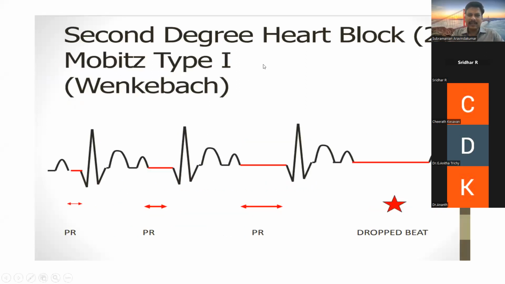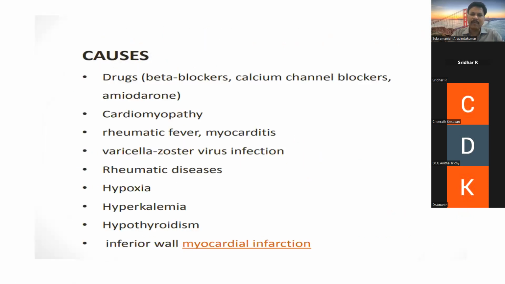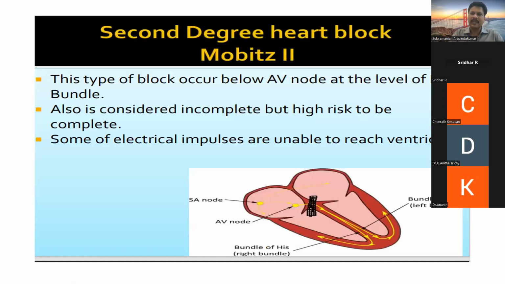So second degree type 2 AV block, that is Mobitz type 2 AV block, we'll see. This is the prolongation of PR. This is the type 1 where Wenckebach happens. See here the PR interval, it is further prolonging, and it is not conducting, drop beat. This is all pattern recognition only, a very simple thing. You see the pattern, PR prolongation, further prolong, and a drop beat, you call it Wenckebach or type 1 second degree AV block. Most of the time you see it in inferior wall myocardial infarction, and of course drugs, cardiomyopathy, rheumatic fever, and electrolyte abnormalities.